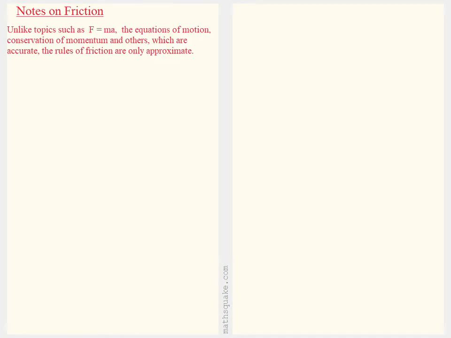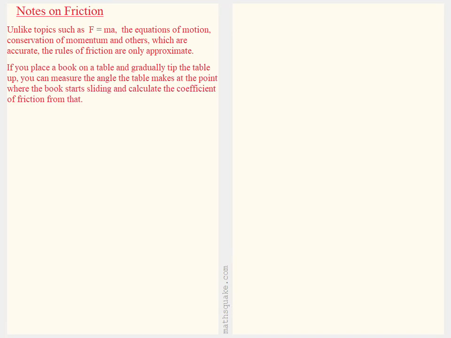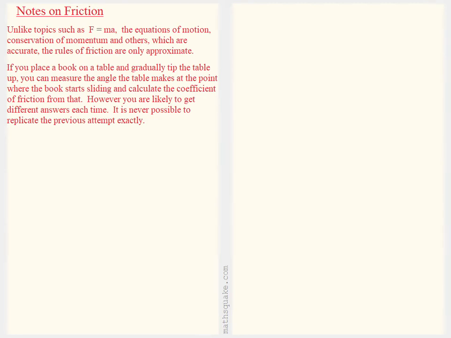Let's just have a look at a few notes on friction. Unlike topics such as Newton's second law with the formula F equals ma, the equations of motion, conservation of momentum, and many other things we've covered in mechanics, which are all as accurate as we can measure, the rules of friction are only approximate. If you place a book on a table and gradually tip the table up, you can measure the angle the table makes at the point where the book starts slipping, and then calculate the coefficient of friction from that. However, you're likely to get different answers each time. It is never possible to replicate the previous attempt exactly.